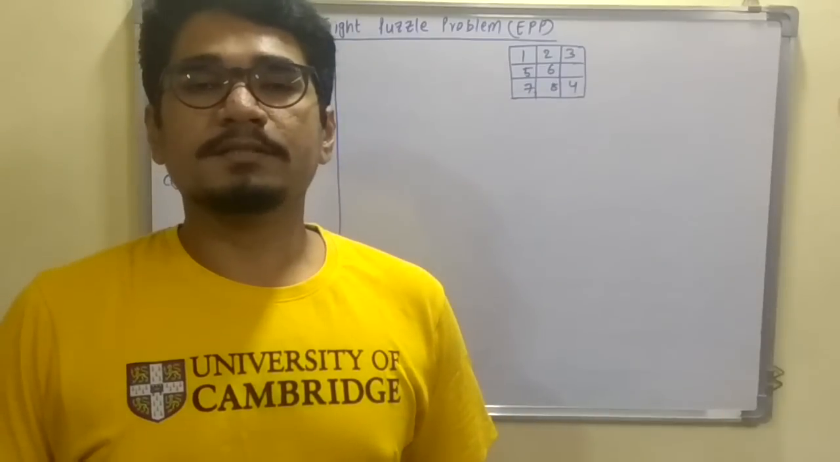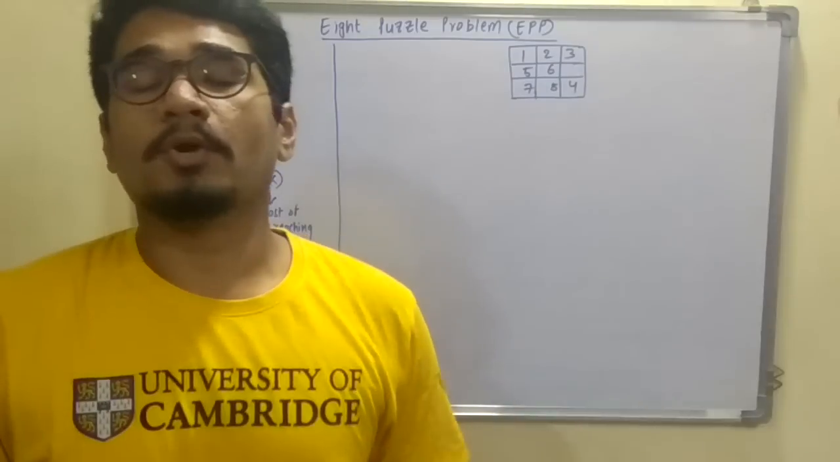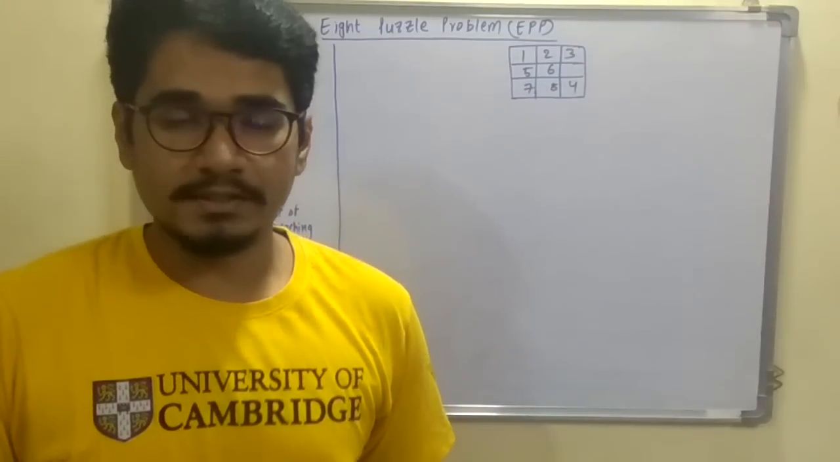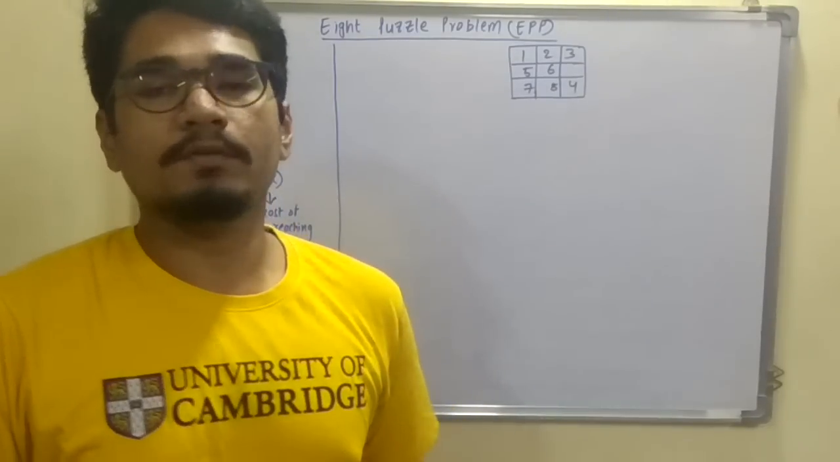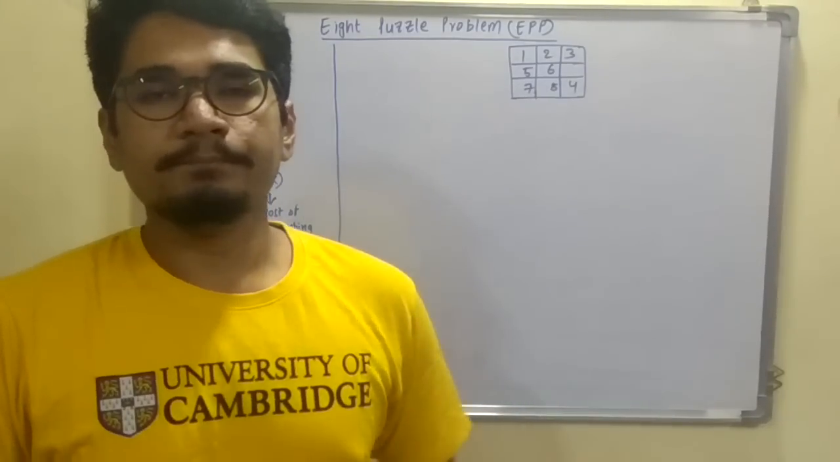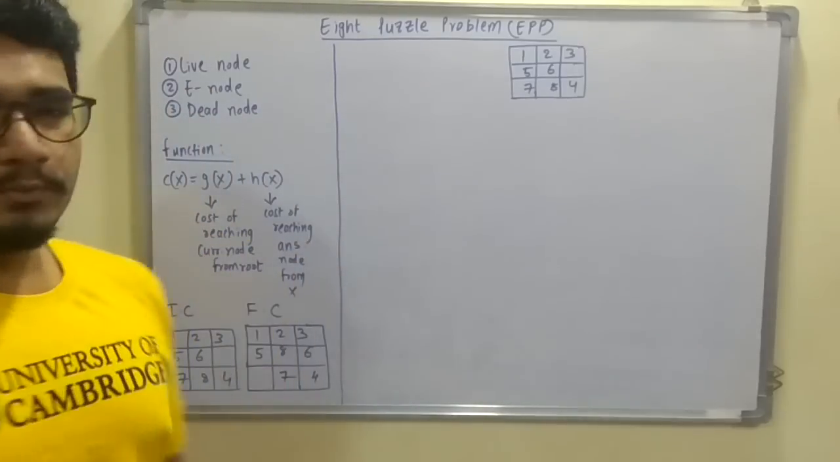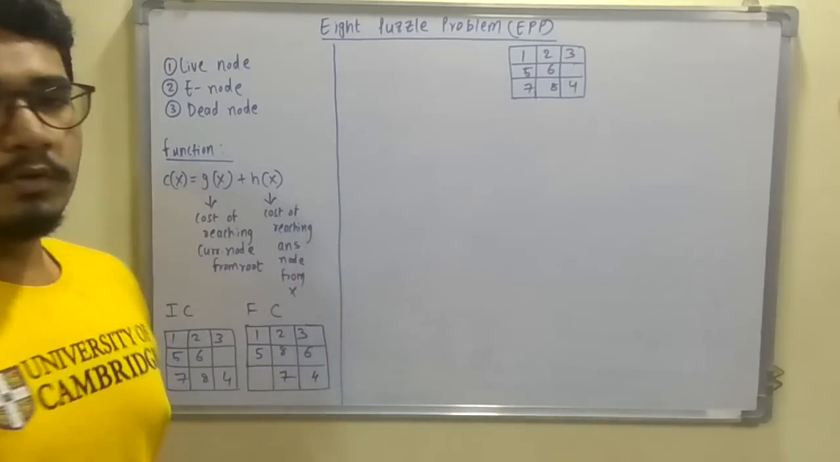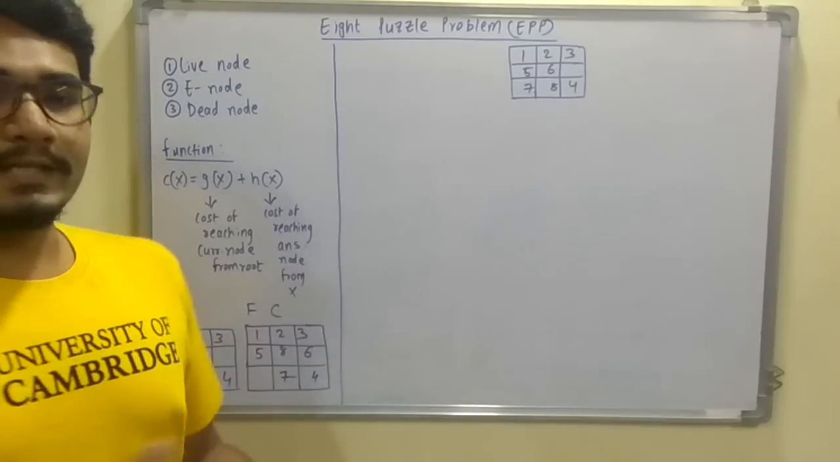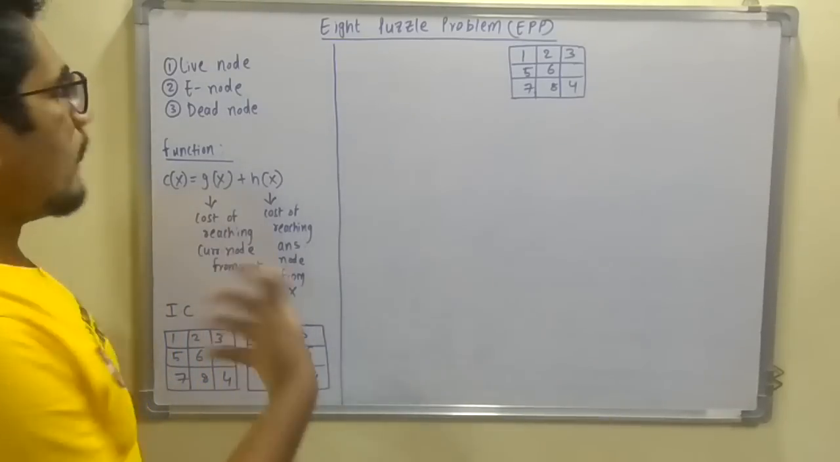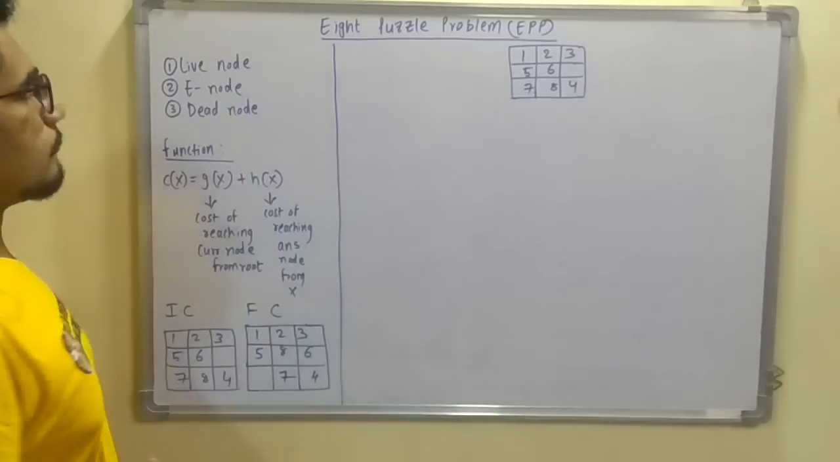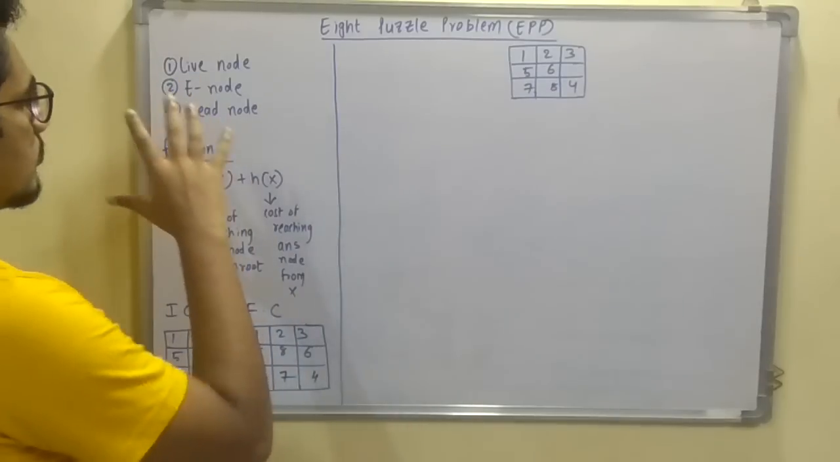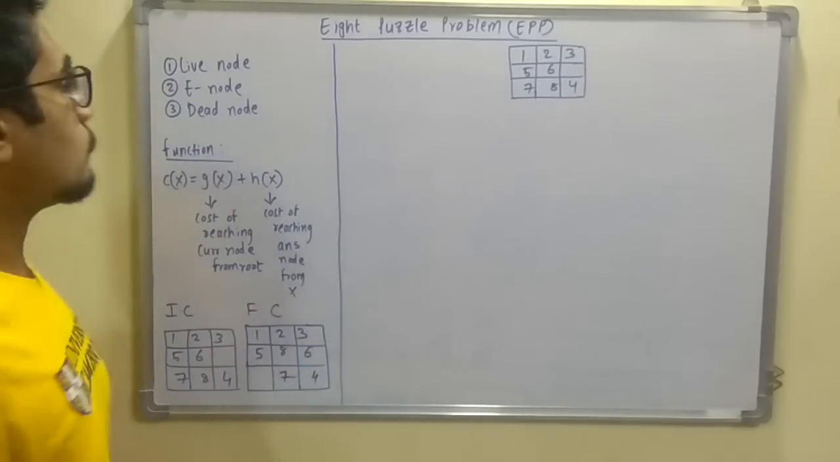Today in this video I'll be discussing the 8 puzzle problem in artificial intelligence. I'll be solving a problem based on it, and for that you need a heuristic function with the goal node. Similarly to what you have solved for the A-star algorithm, you have some notations for the nodes, and there are 3 different kinds of nodes here.